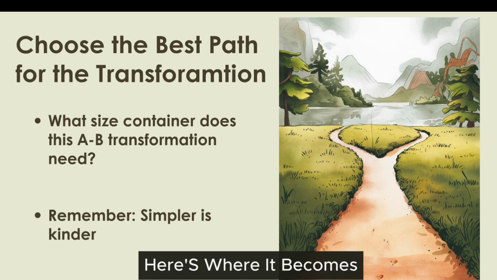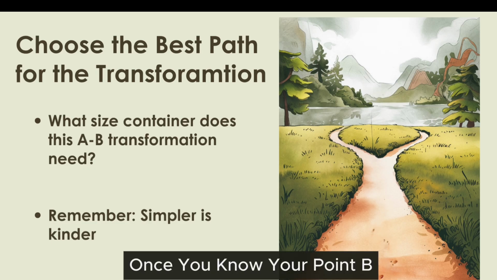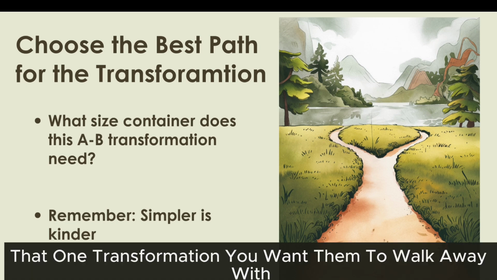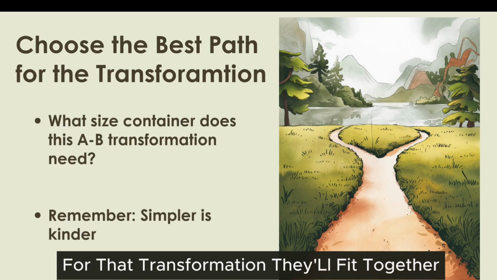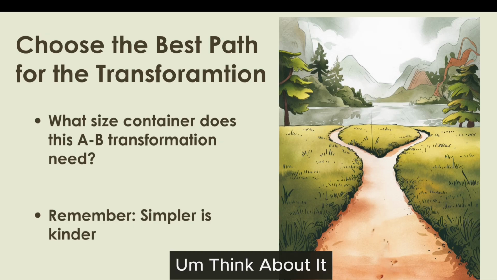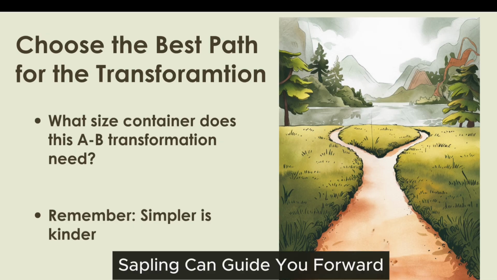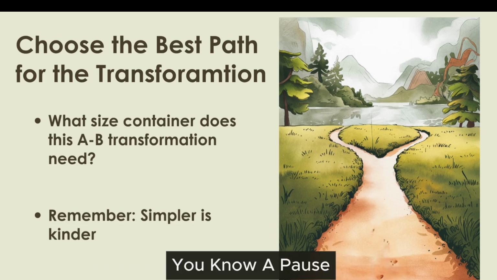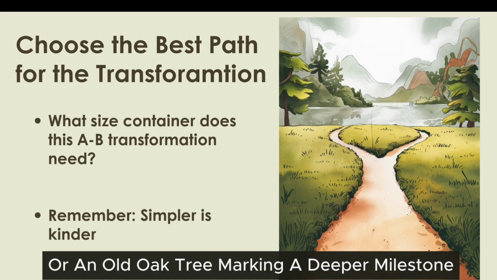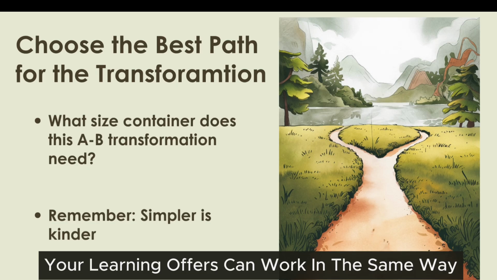And here's where it becomes even more beautiful. Once you know your point B, that one transformation you want them to walk away with, that one action, you can design the right container for that transformation. They'll fit together. Think about it, an ecosystem where different trees serve different purposes, right? A sapling can guide you forward, the shade tree represents a pause, or an old oak tree marks a deeper milestone. Your learning offers can work in the same way.